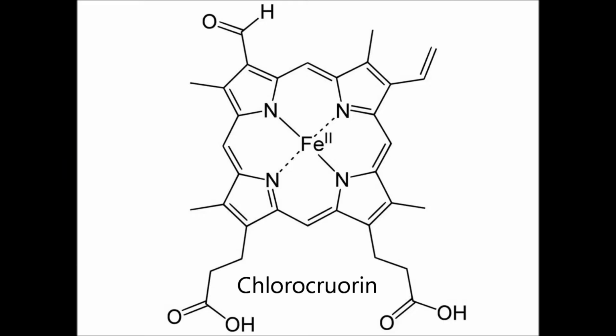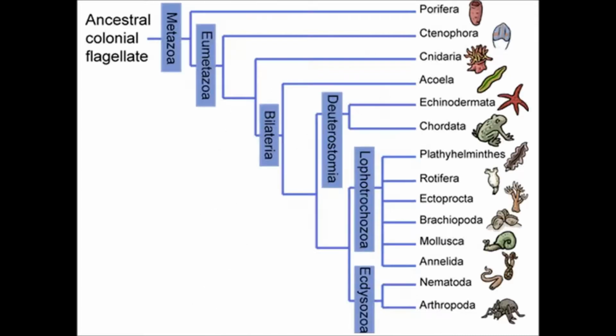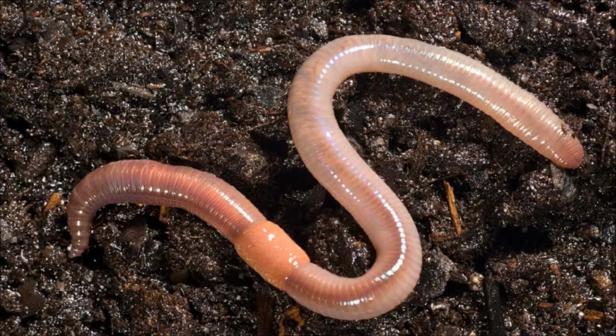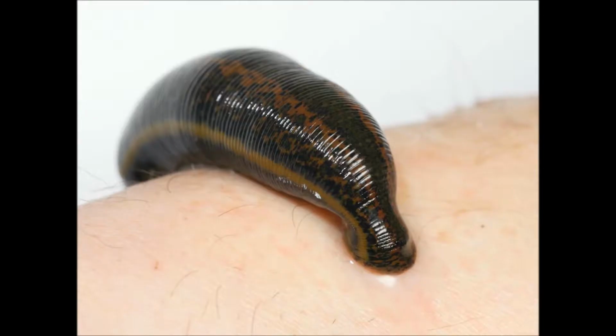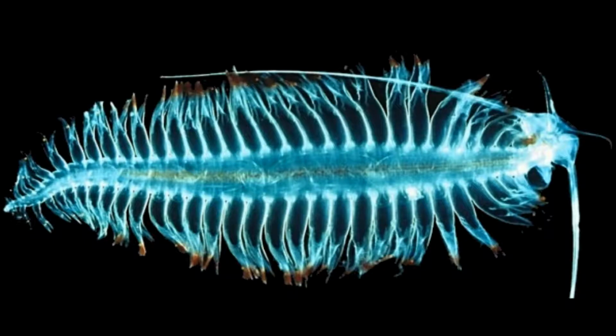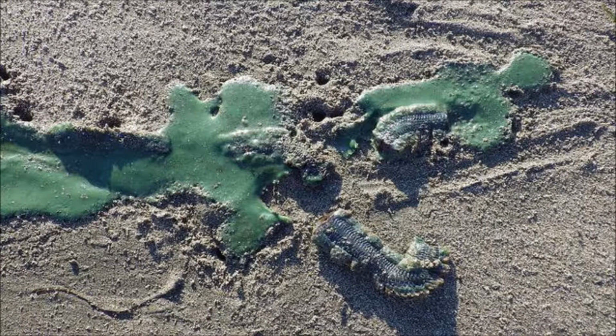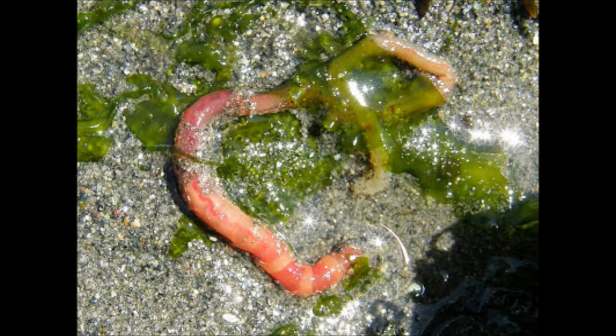So chlorocruorin is green both when oxygenated and deoxygenated, and it's present in many annelids, so members of the phylum Annelida, which includes earthworms, leeches, and polychaete worms. So hemerythrin and chlorocruorin are both iron-based.